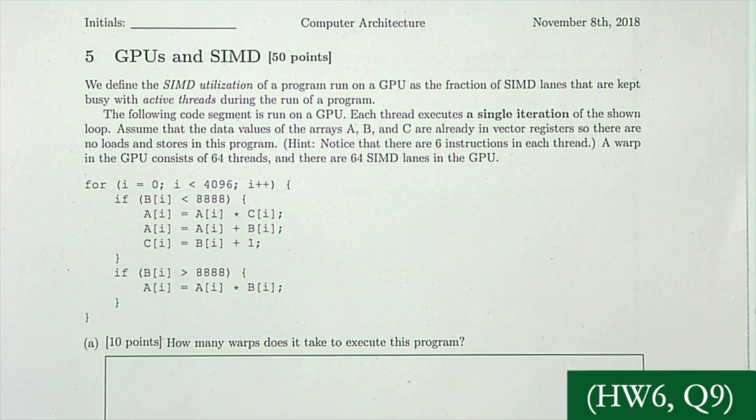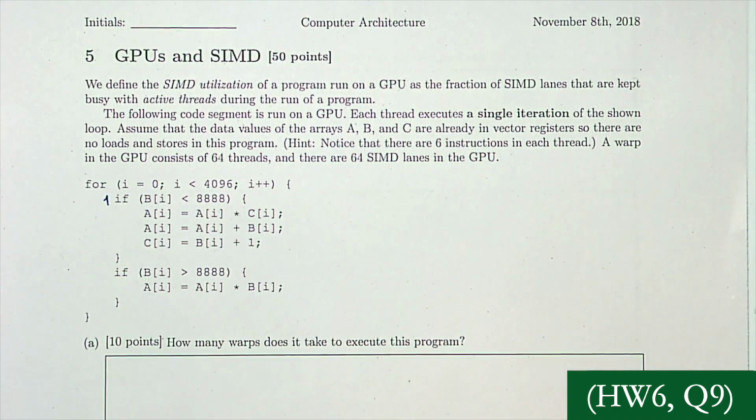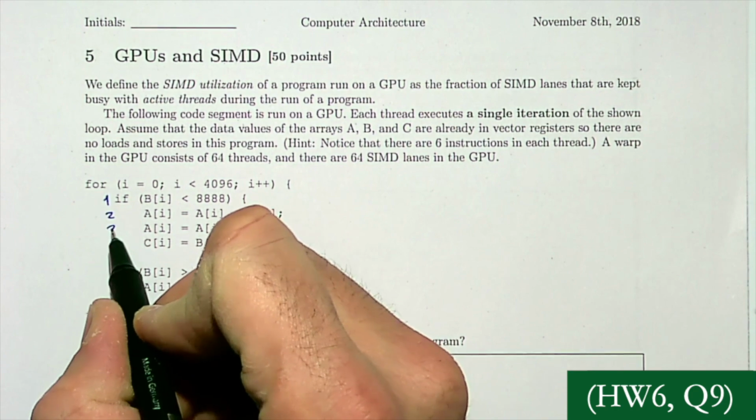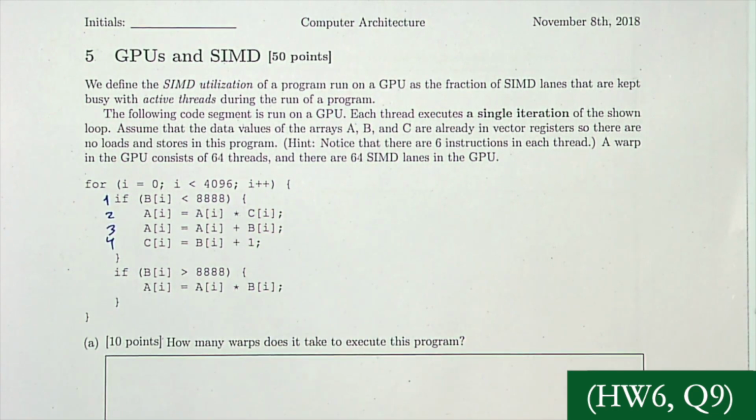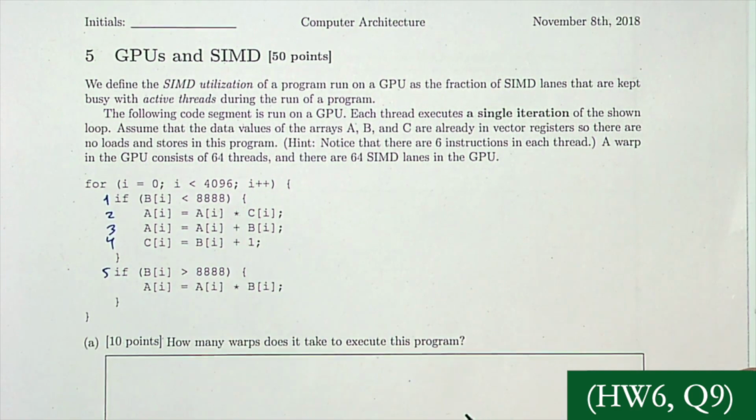There are 6 instructions in each thread. I will tell you now how to count these 6 instructions. A warp in the GPU consists of 64 threads, where there are 64 SIMD lanes in the GPU. So the 6 instructions are: this is the first one, this if. Then we have 3 instructions inside the first if statement. Then the 5th instruction is the second if, and this is the 6th, right?